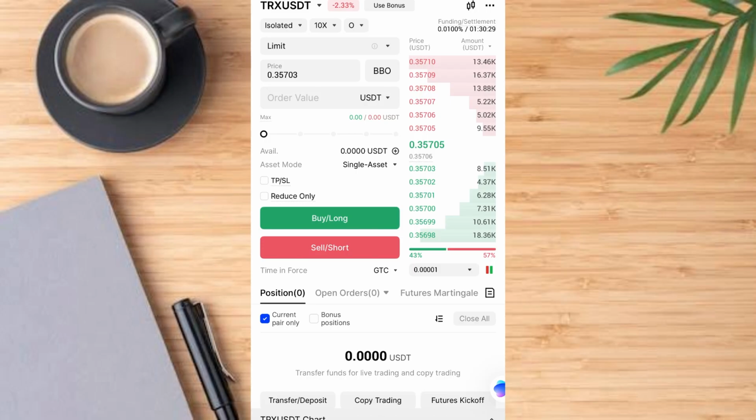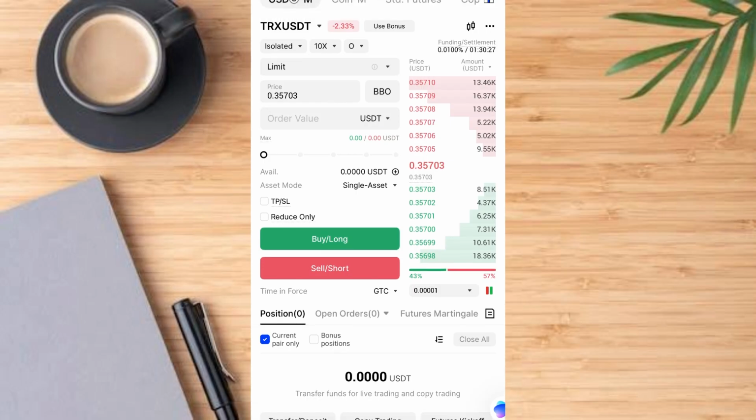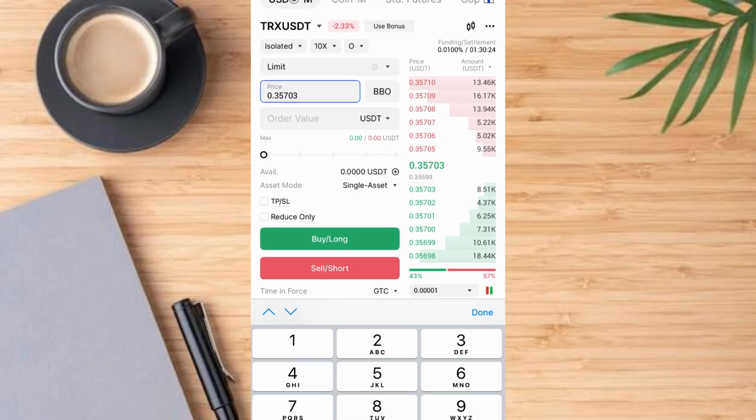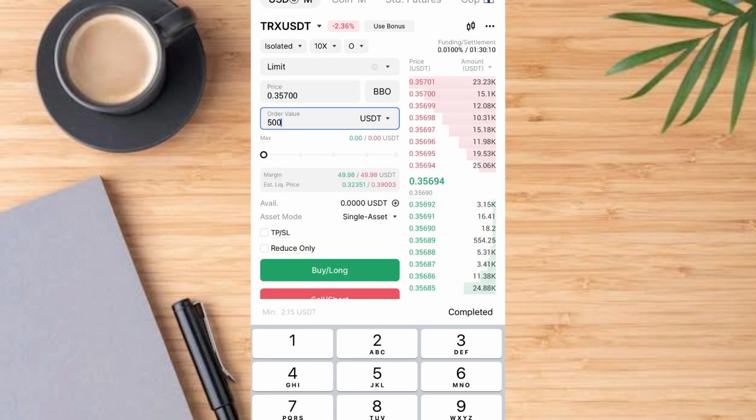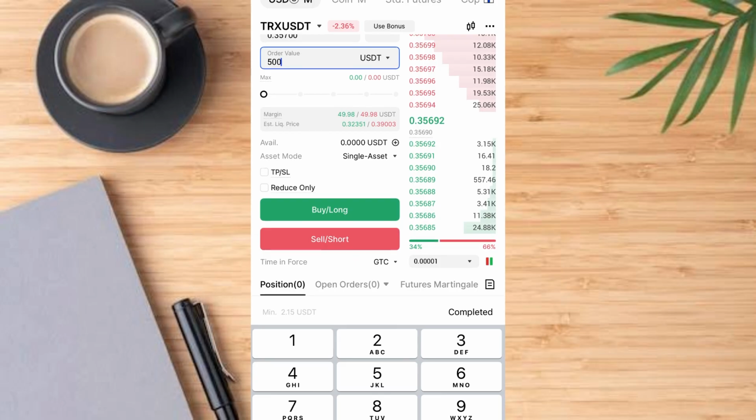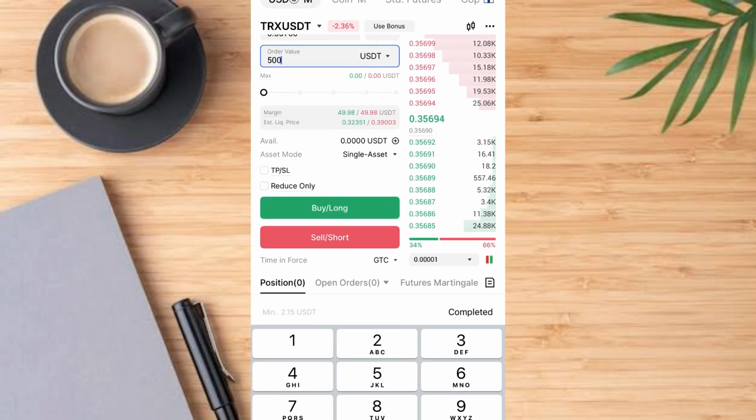Now to do this is very simple. You see the current price, then the price you want to enter the market, you enter it in this place. So I want to enter the market when the price is 00. When the price falls to this is when I want to enter the market. Then the value of USDT I want to buy, so I want to buy 500 USDT as usual. Then now that I've done that, you enter the market at that price. Then you tap on buy long or sell short.